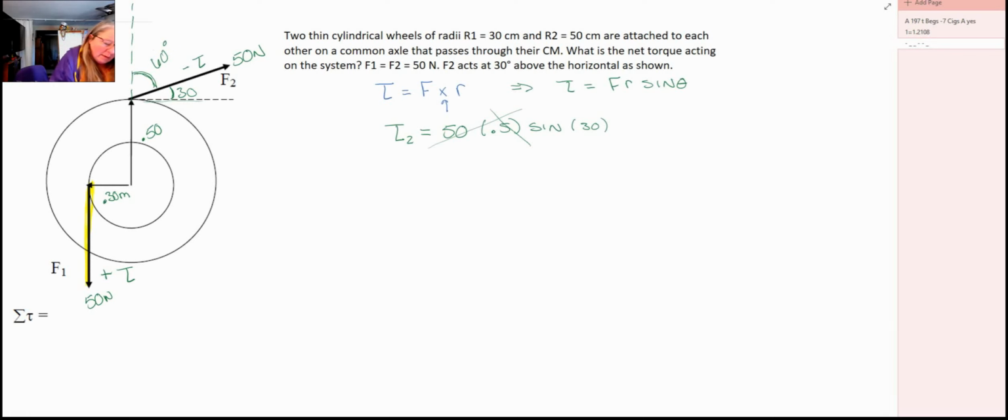So for this one then, we have our torques. So the sum of my torques, let's see, clockwise equals counterclockwise. So this is going to give me a clockwise rotation. This will give me a counterclockwise. So I'll end up with 50 newtons times my 0.5 meters, the distance that force is being applied from the axis of rotation, times sine of 60. Let's see, and that's going to equal this 50 newtons.